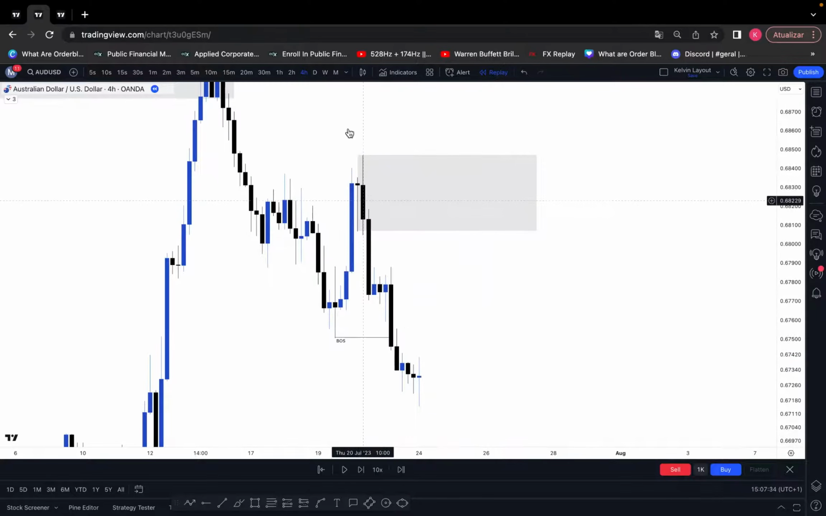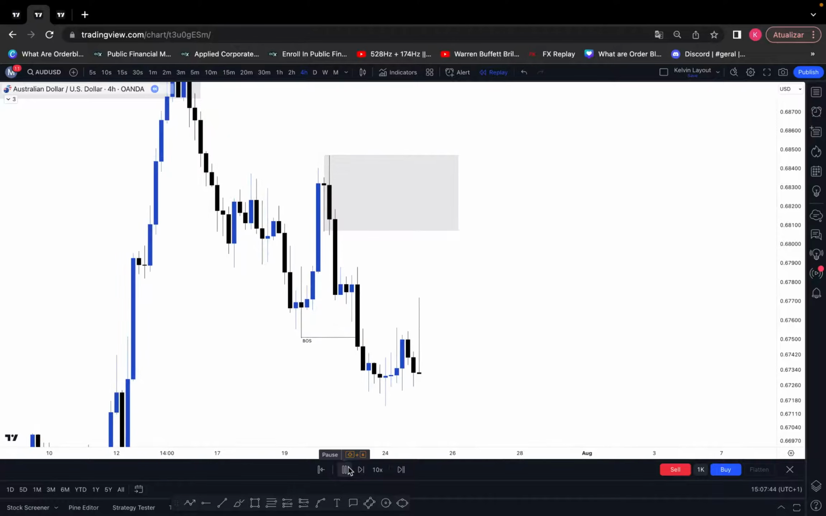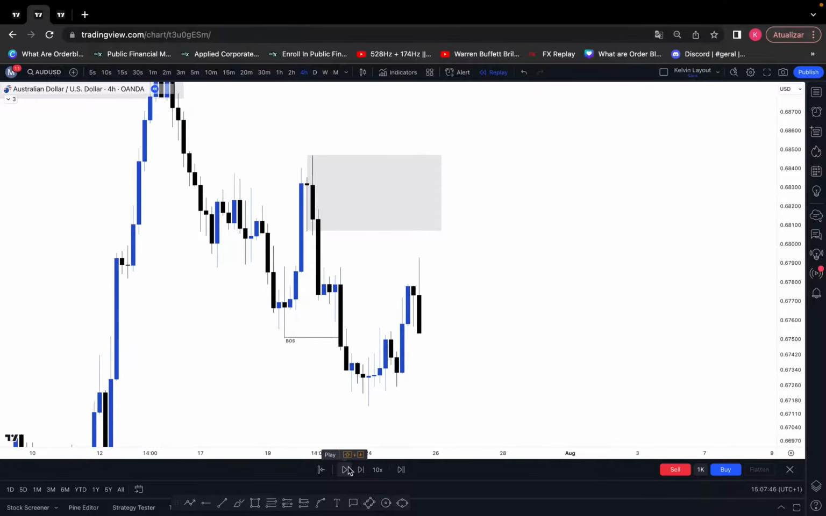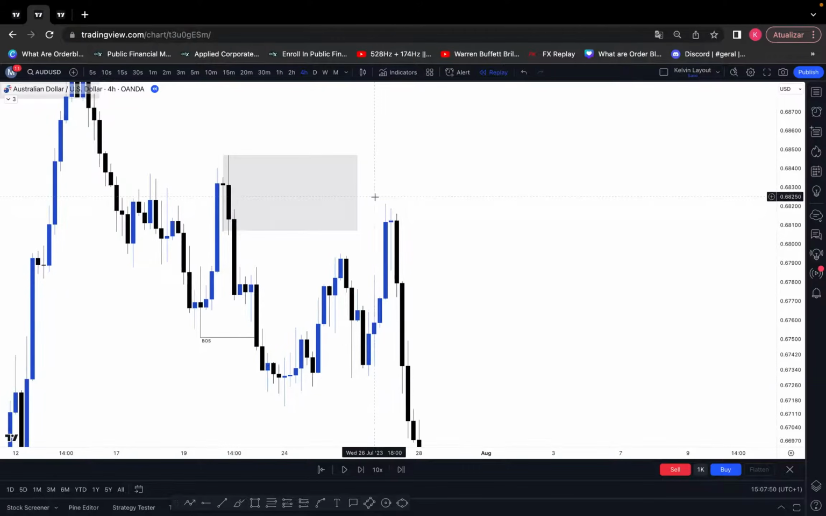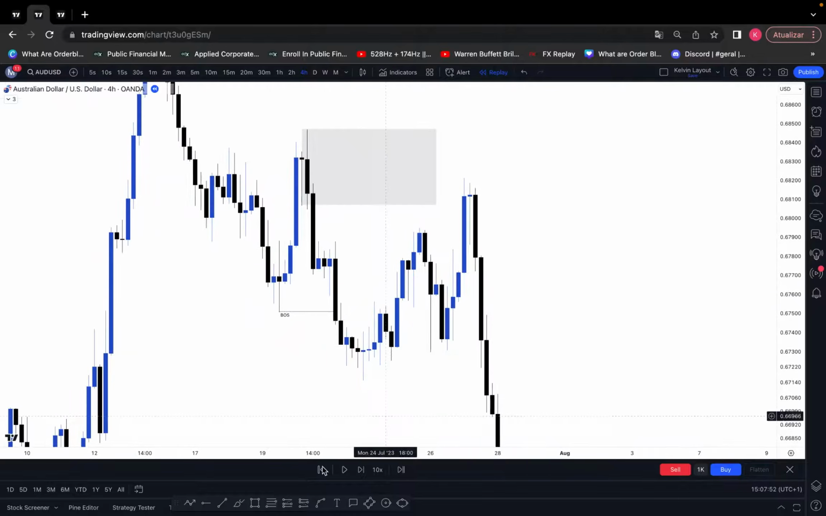Now, what do we want to see? We want to see price coming back into this 4-hour point of interest, and then we drop down to M15. Simple as that. So let's play price right here. Price is making its way up. Price just got into our point of interest. I think it went too fast there, so let me bring price back here.